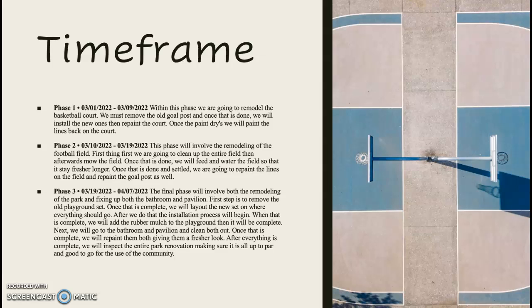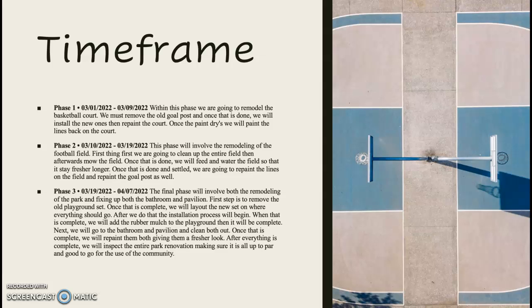The time frame of the project. So in phase 1, starting March 1st, 2022, going all the way to March 9th, 2022. Within this phase, we are going to remodel the basketball courts. We want to remove the old goalposts, and once that is done, we will install the new ones, then repaint the court. Once we let the court dry, we will paint the lines back on the court, and then the court will be done.